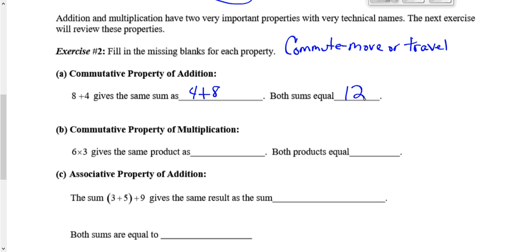Same with multiplication. 6 times 3, if I move the numbers around, will be the same as 3 times 6, and they will both multiply to 18. So that's the commutative property of addition and the commutative property of multiplication. If you're ever asked to identify which property was used, you can't just say commutative property. You've got to say whether it was for addition or multiplication. Be aware of that.